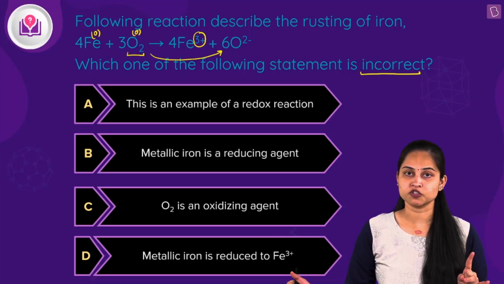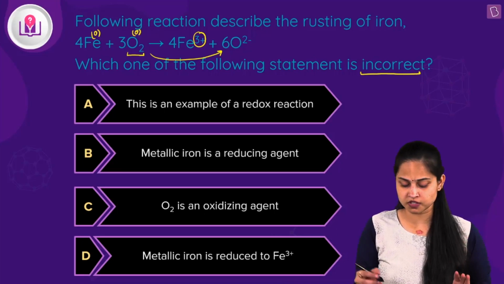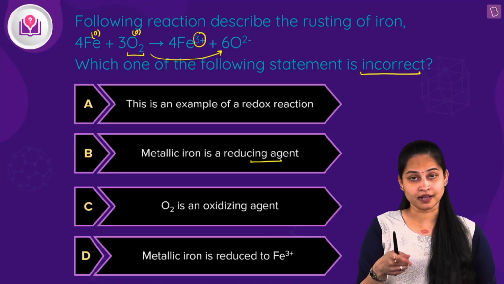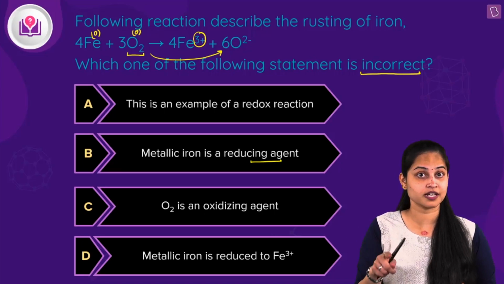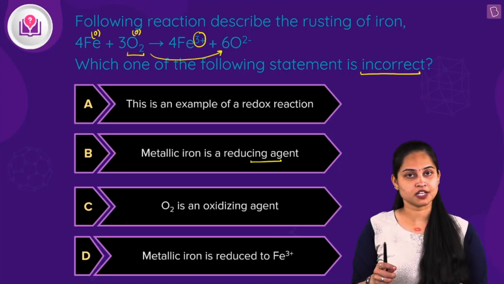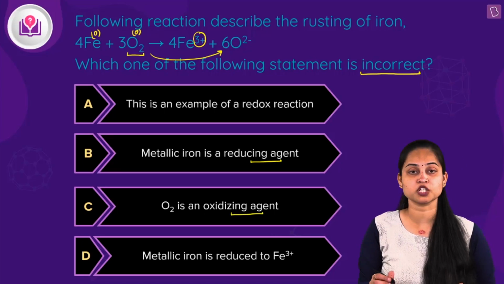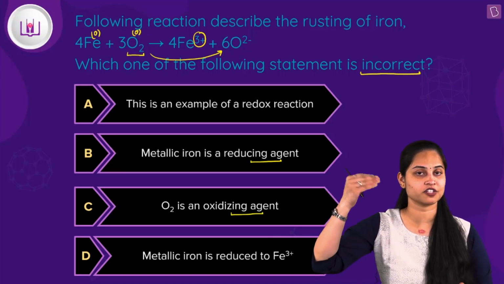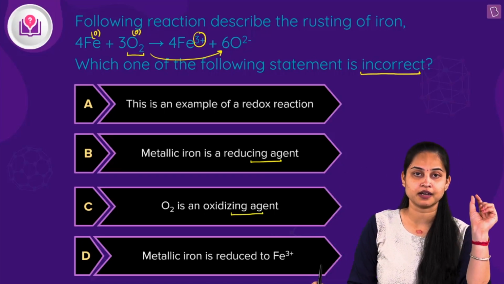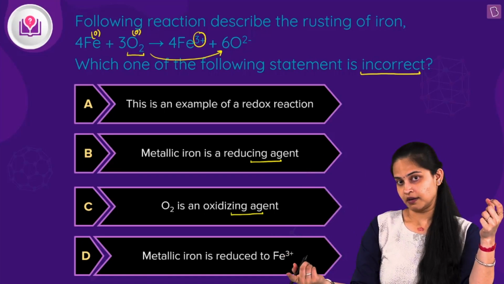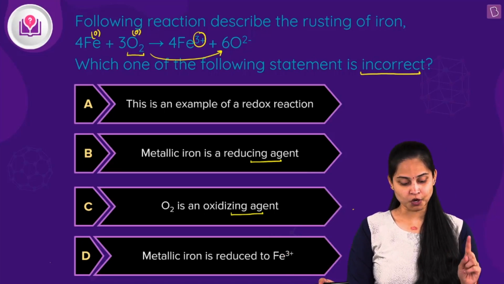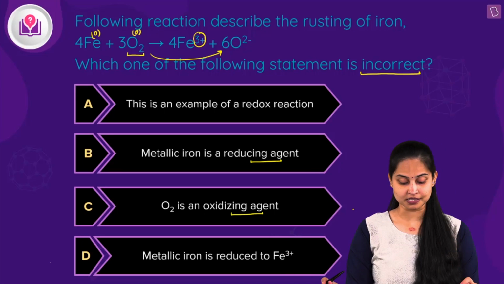Metallic iron is a reducing agent. Yes, it is a reducing agent because reducing agents are the agents which reduce the other species and themselves get oxidized. And over here, metallic iron is actually getting oxidized. So metallic iron is a reducing agent. O2 is an oxidizing agent. Yes, because an oxidizing agent is a species which oxidizes the other species and itself gets reduced. So basically, this oxygen is actually oxidizing the metallic iron, which is in free state, to iron in +3 oxidation state. That's why.